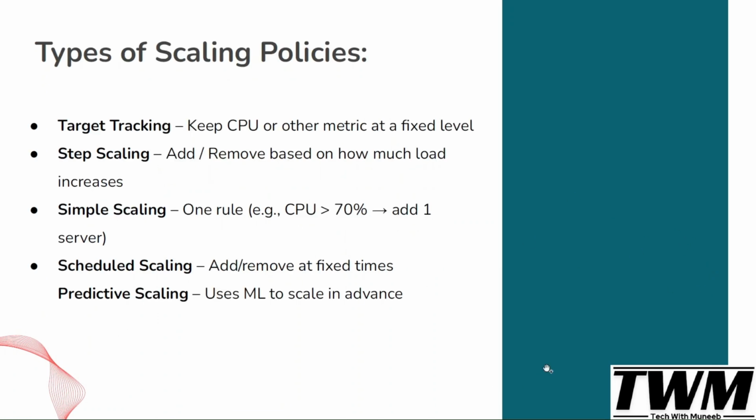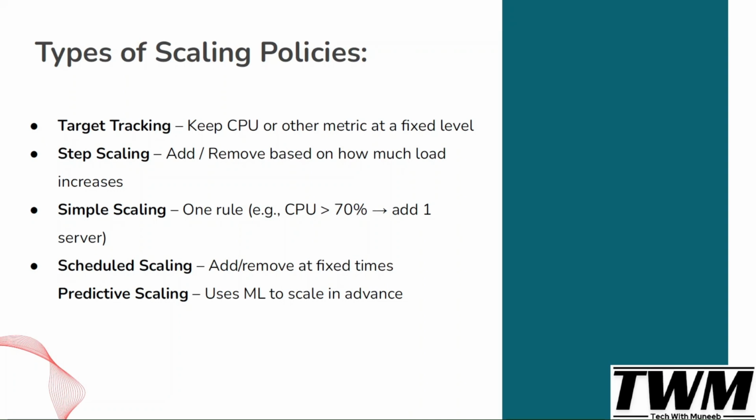This is an important topic: how many types of scaling does it provide. From an exam point of view, it is also important, so you have to make sure that you cover this topic as well. We have five types of scaling policies in auto scaling. The first one is target tracking. Basically, it tracks a target like CPU utilization or memory utilization. For example, if our CPU utilization hits 70% or higher, it will automatically create another server. Okay, this is the concept of target tracking.